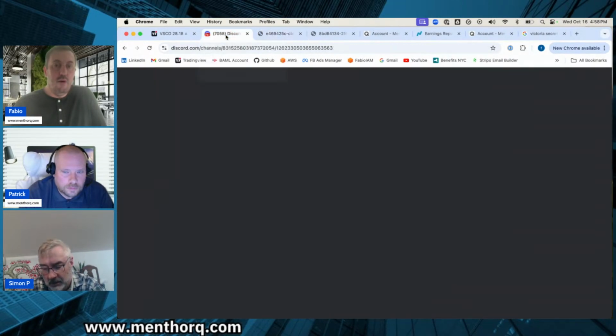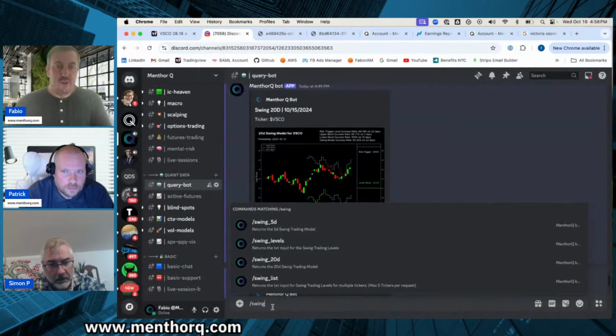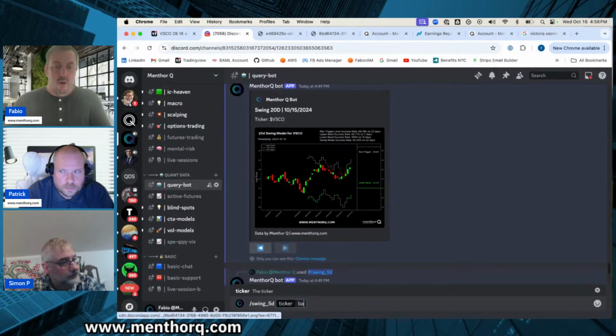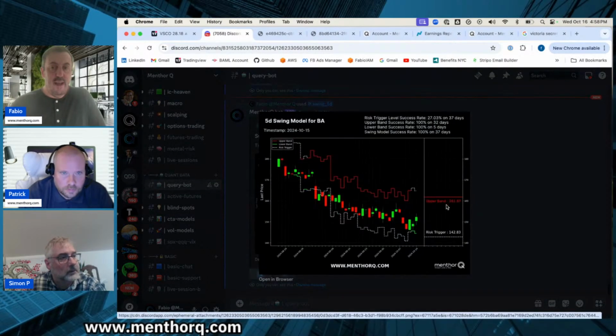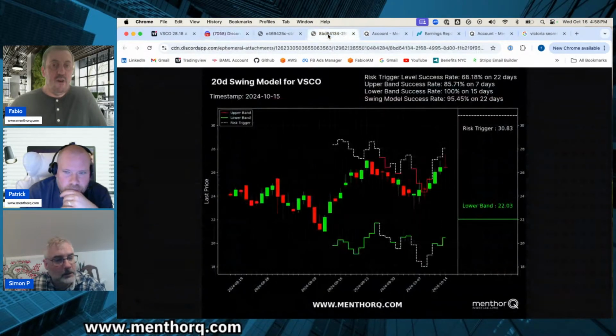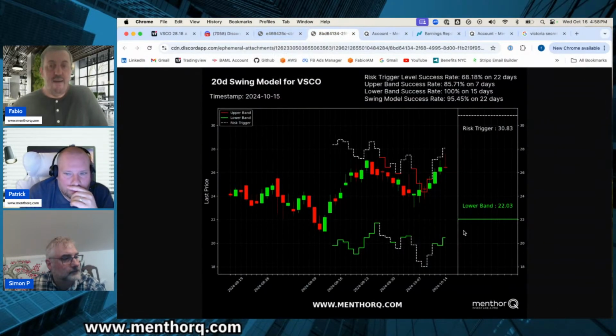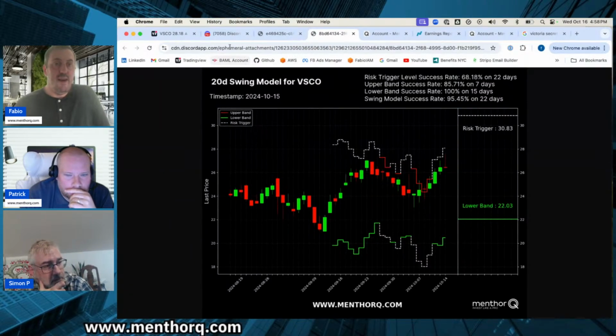So for example, if we look at our swing levels on a company that is on a very strong downtrend, you have a red here, you have an upper band, and you have a kind of bearish bias. This is Boeing. Right. In this case of Victoria's Secret, we have a lower band and we have a kind of bullish bias here. Right.